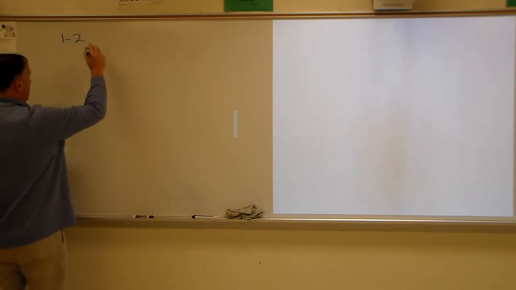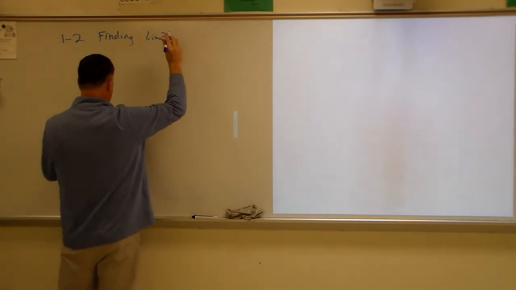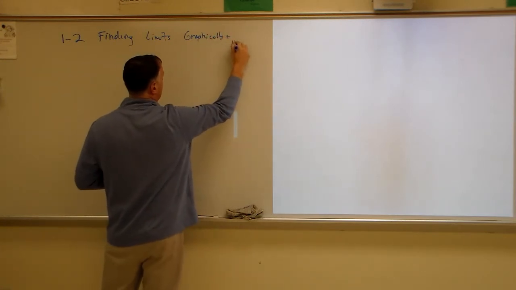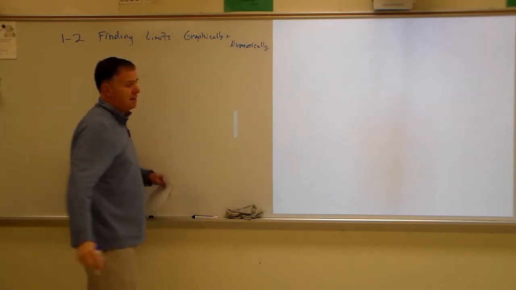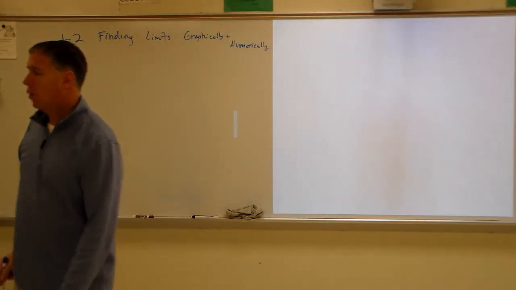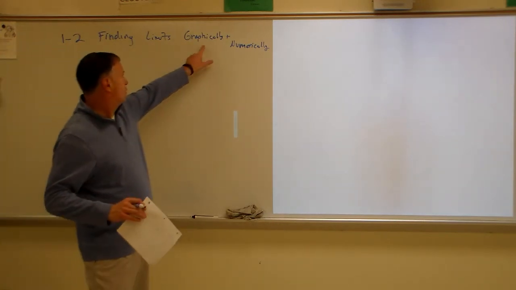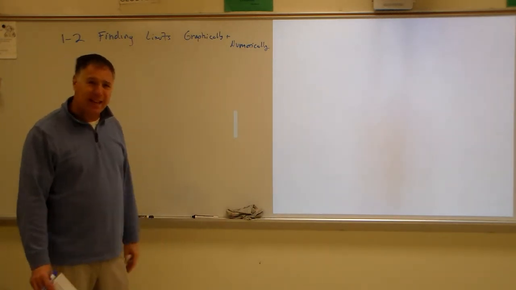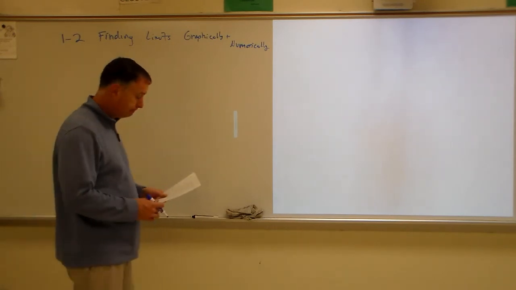So 1.2 talks about finding limits graphically and numerically. There are three ways that we find limits, I don't want to say solve. One is graphically, which is what it looks like using a graph. One is numerically, which means looking at tables. And the third is analytically, and we'll cover that in section 1.3.